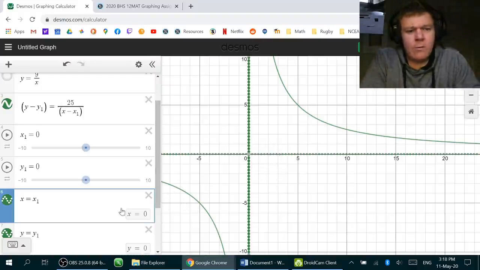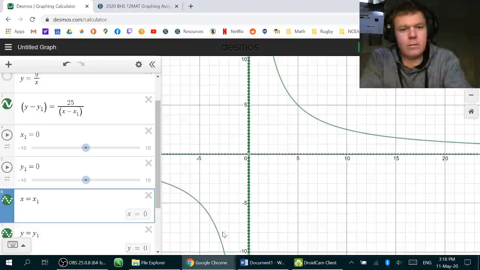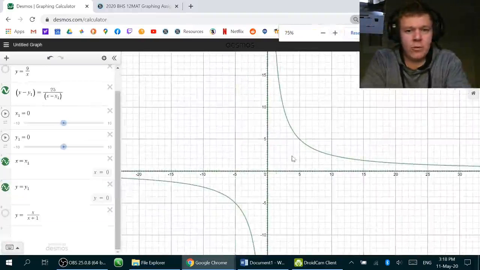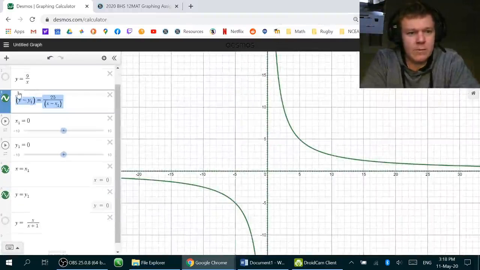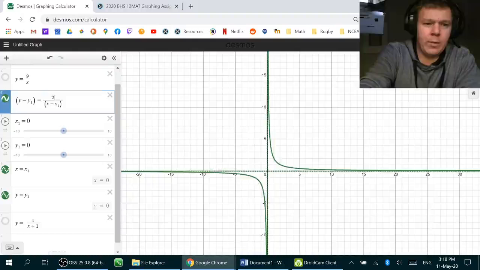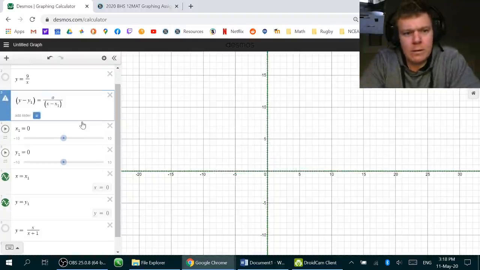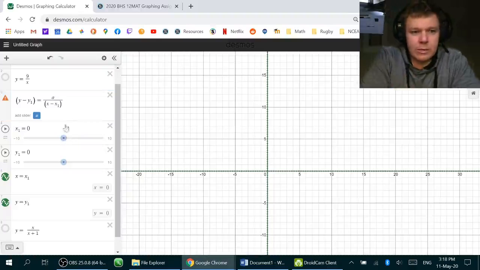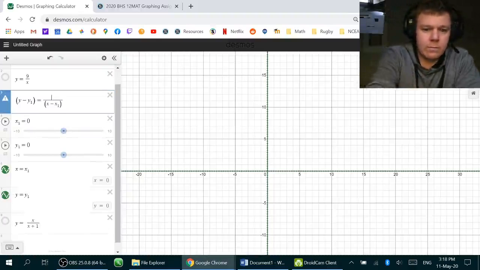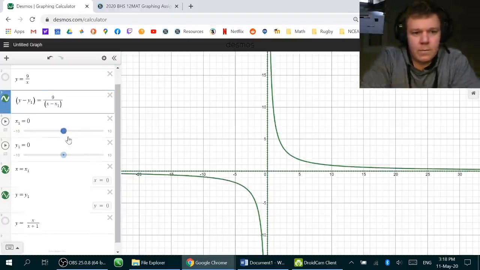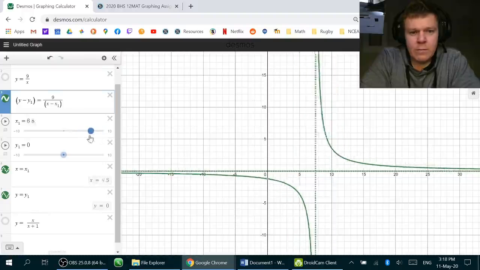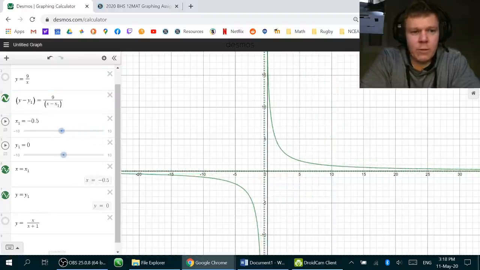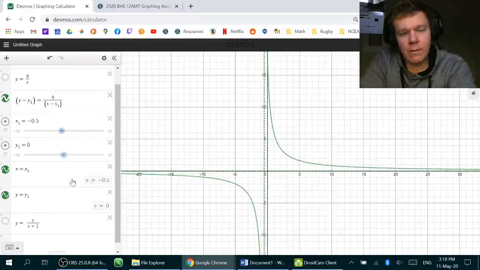Now, there are other ways to do it. This is probably the easiest way to draw a hyperbola, using this formula here, where this would be your shape factor A. If you know how to draw it from the 0, 0 origin, then it's as simple as just bumping it left or right using x1 or y1.